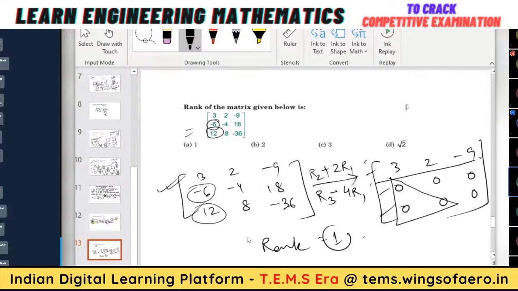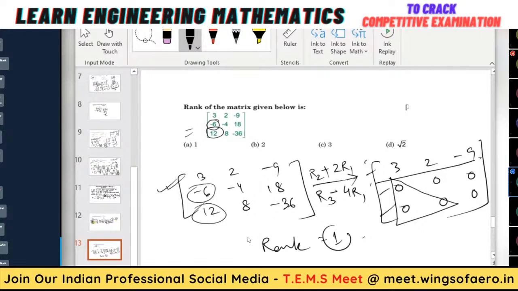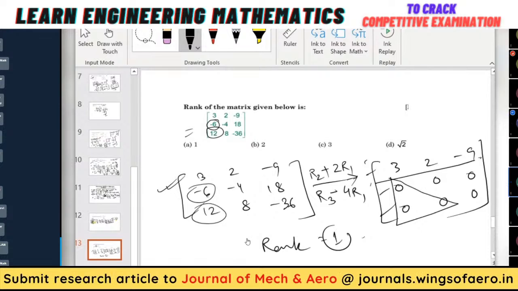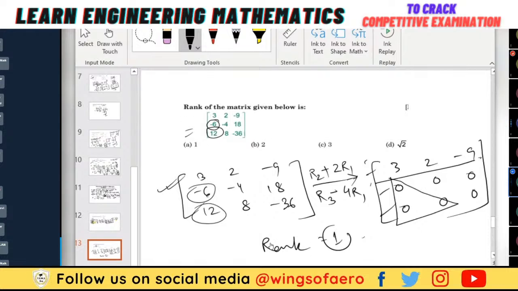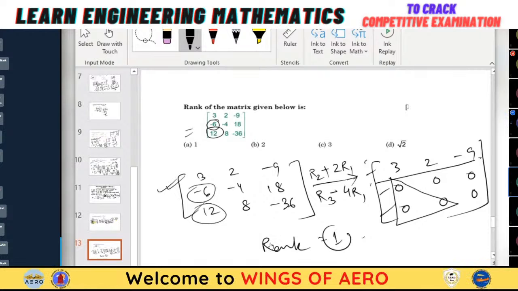Excuse me, sir. Yes. So by using the row and column operations, we can do it. But can we use the determinant method also, sir? Yes, you can do it also, but the determinant method will be saving a lot of time for us. So only I told, sir. Yes, you can do this.